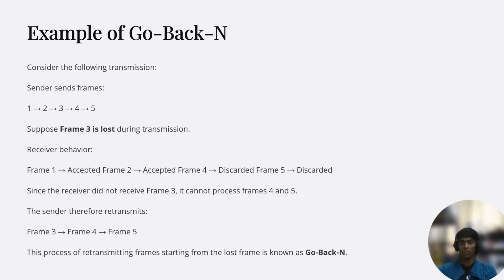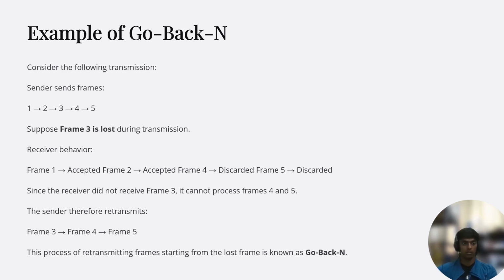Since the receiver only acknowledged the last correctly received frame, the sender eventually realizes that frame 3 was not acknowledged. The sender then retransmits frame 3 and all subsequent frames, which means frames 3, 4, 5 are sent again. This process of going back to the lost frame and retransmitting the following frames gives the protocol its name, go back N. I hope this go back N protocol is clear now.